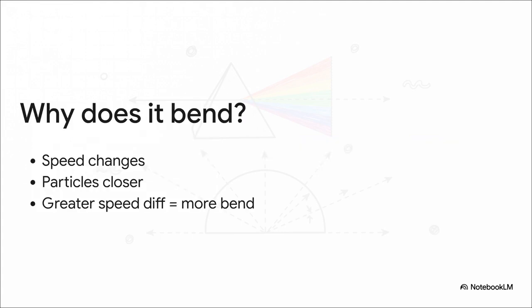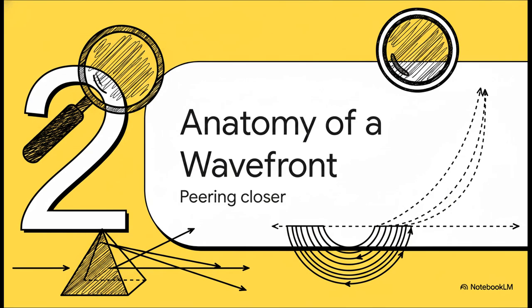Now you might be wondering, why does it do this? Well, it's not magic. It physically travels slower in a denser medium because the particles are packed so much closer together, and that restricts the wave's movement. Oh, and keep this in mind for multiple choice questions. The bigger the speed difference between the two materials, the sharper that wave's going to bend. Let's look at this a little closer.